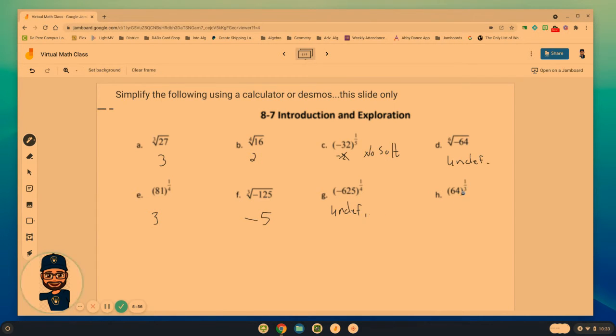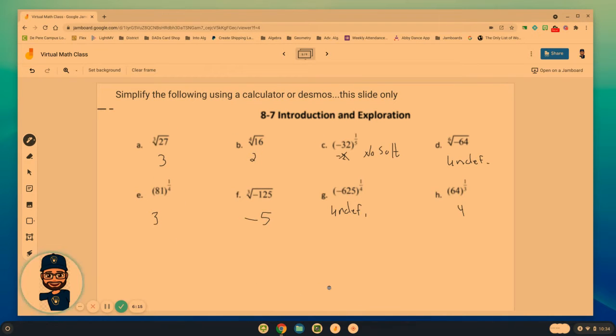The third root of 64 is 4. Okay, and so we're going to use these to just kind of write some rules, if you will, to just remember a few things. Basically, we're looking to see underneath the radical sign if it's positive. Look at all these positive ones.